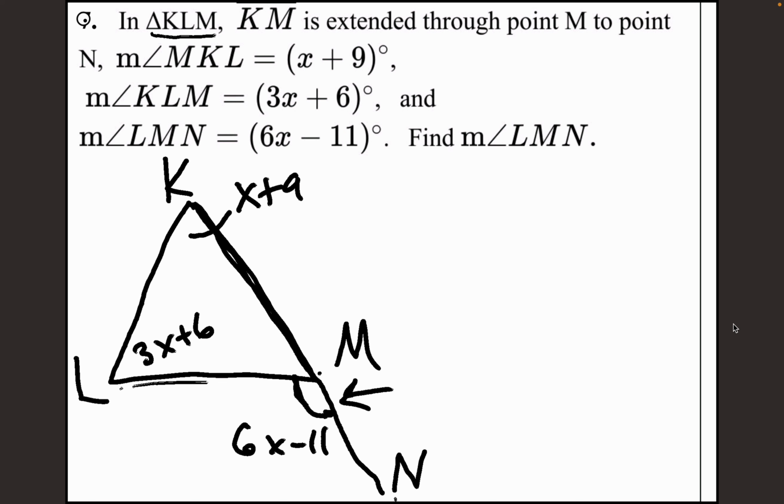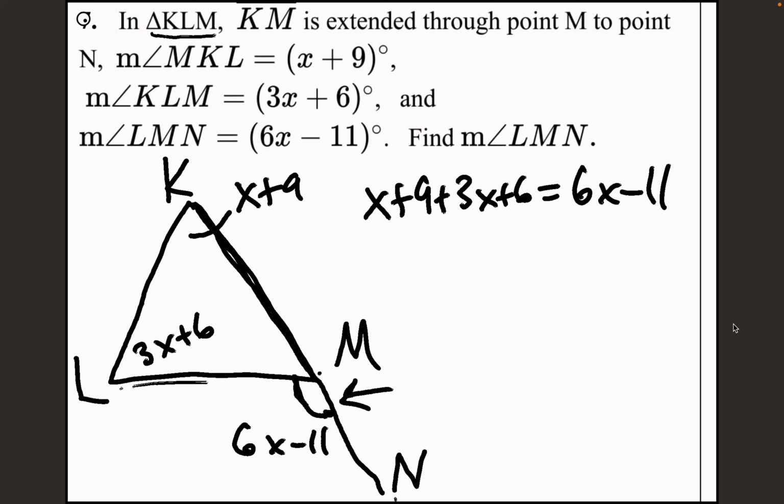X plus 9 plus 3x plus 6 equals 6x minus 11. Perfect. Our two remote interior angles are going to add up to equal our exterior. So the two inside ones, you add them together and set them equal to the exterior. And now we just solve from here.